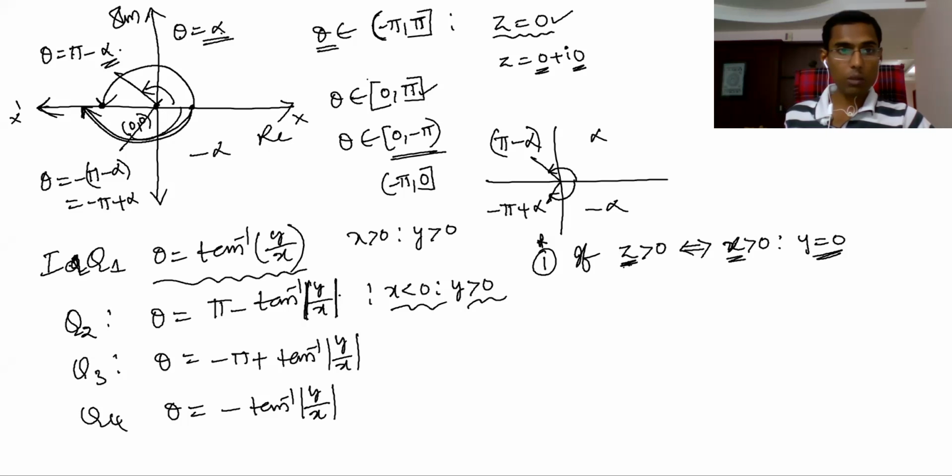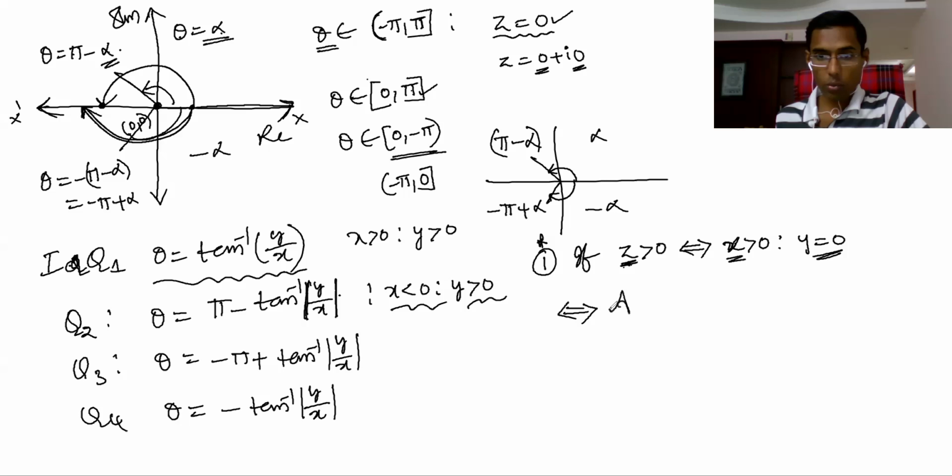If it is a positive real number, where will it be? It will be on the positive x-axis. When it is on the positive x-axis, the argument of Z is simply 0. Therefore, argument of Z is 0 implies Z is purely real.